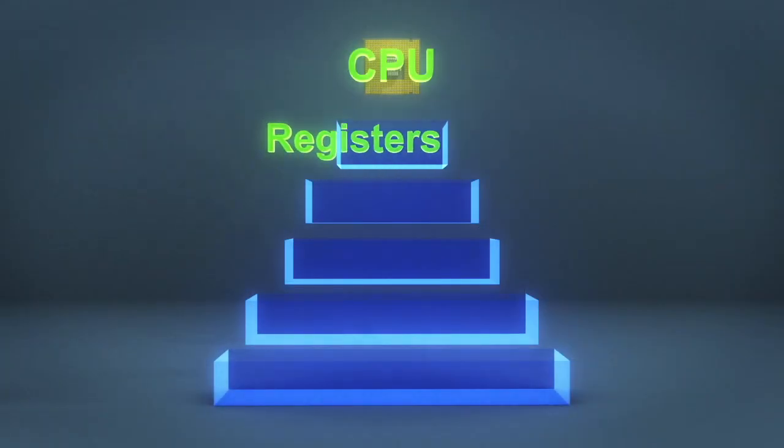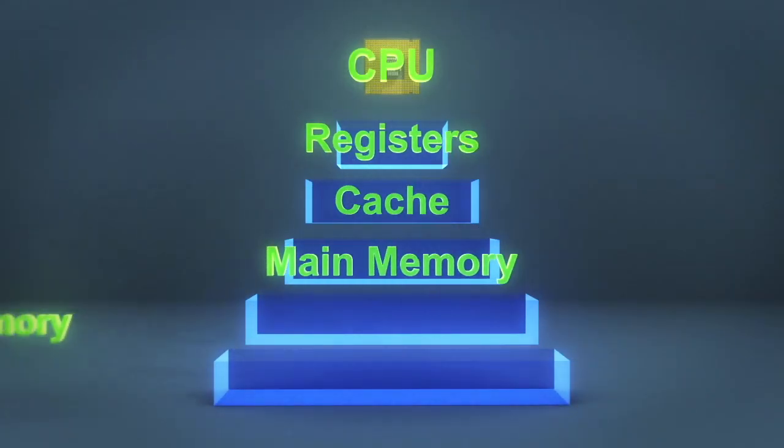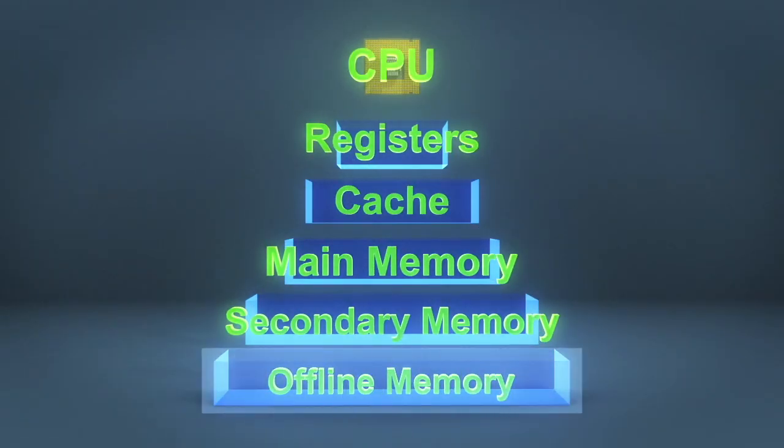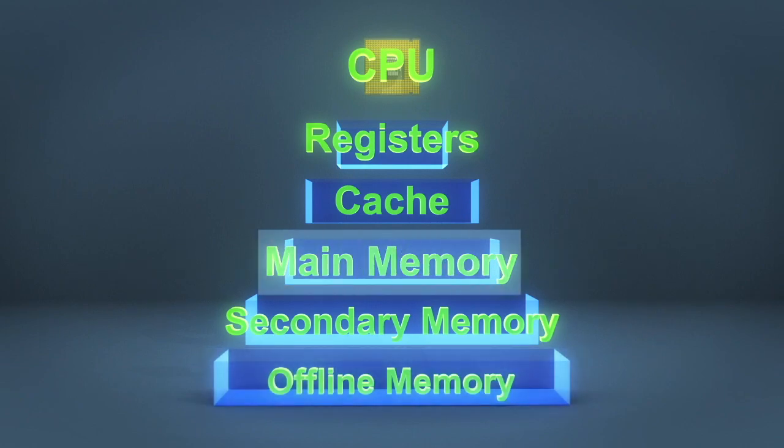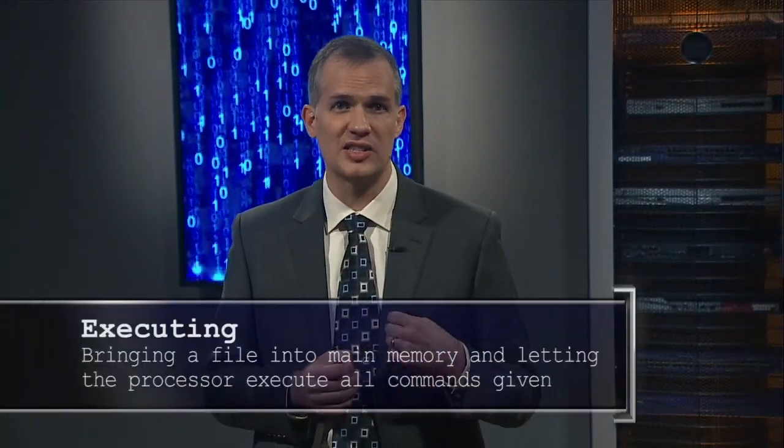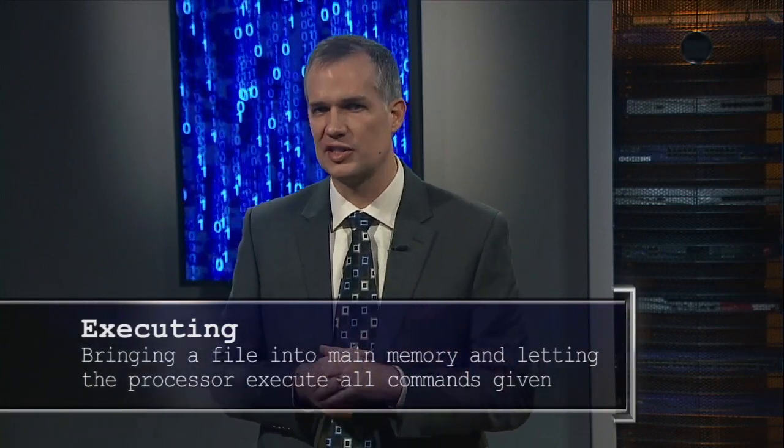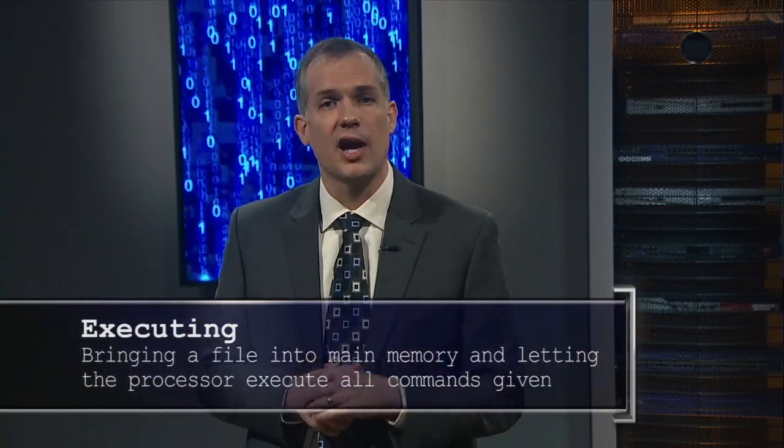Our files today sit in digital storage, whether inside the computer or at a remote location. And in order to be used, these files have to be brought into main memory. When we run a program, we're bringing that program into main memory and executing it. Executing means that we let the processor actually process all the commands given. And when we read in data from a file, for example, loading a document into a word processor, we're transferring the data in that file to main memory, where it can be used by our program.